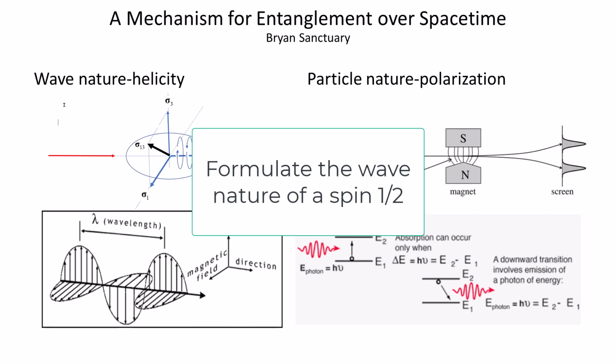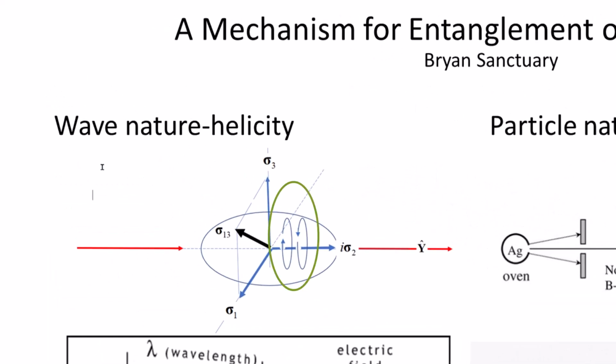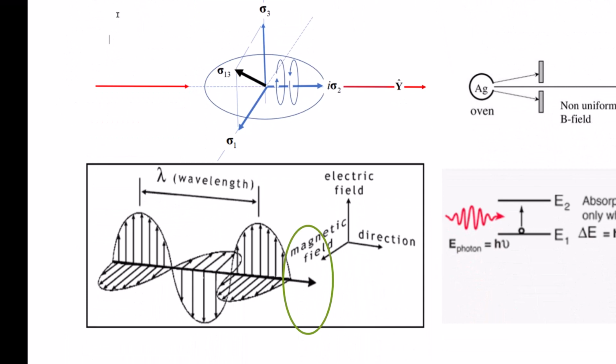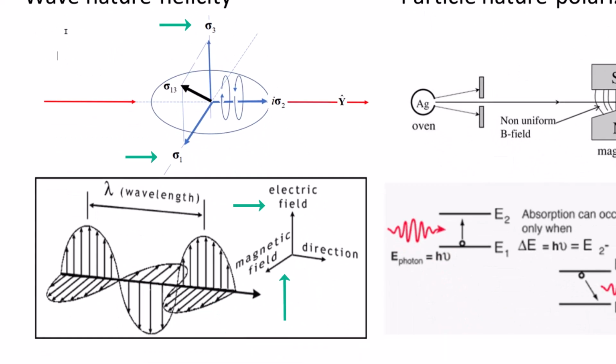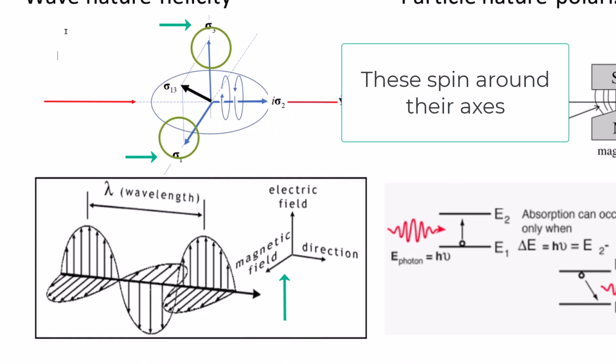It shows the wave nature of a spin is actually spinning of the axis due to a quaternion, like the helicity of a photon. It has two axes of spin polarization perpendicular to the direction of linear momentum, analogous to the electric and magnetic components of a photon. These two spin around their axes.